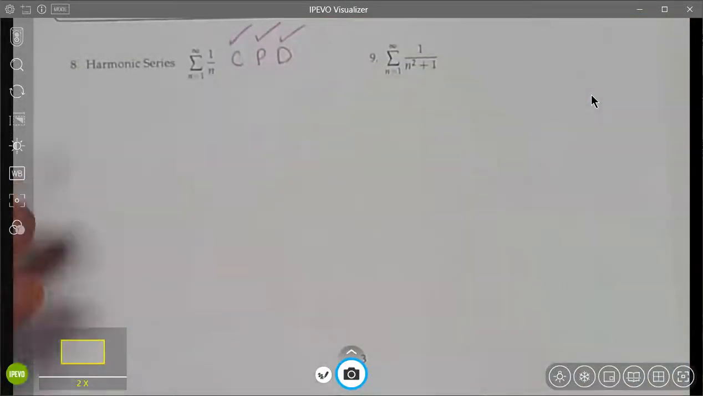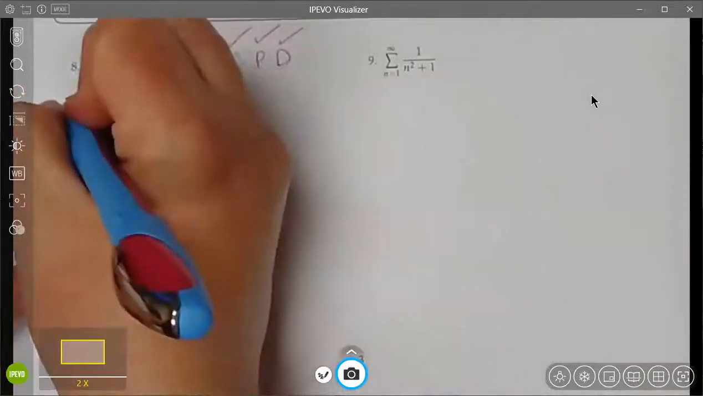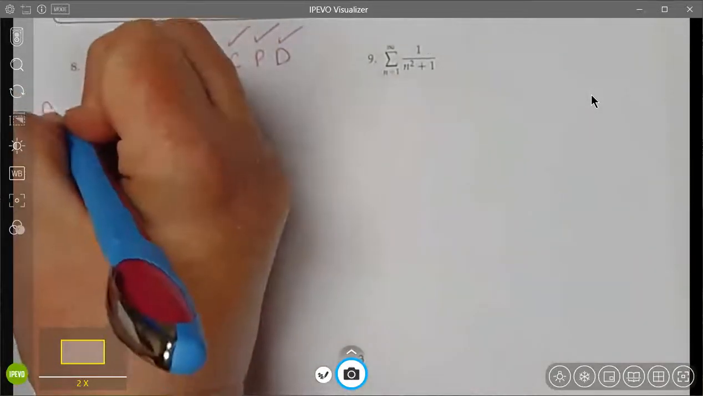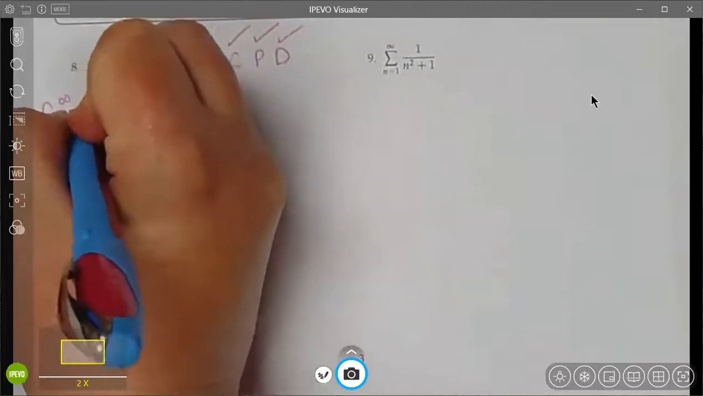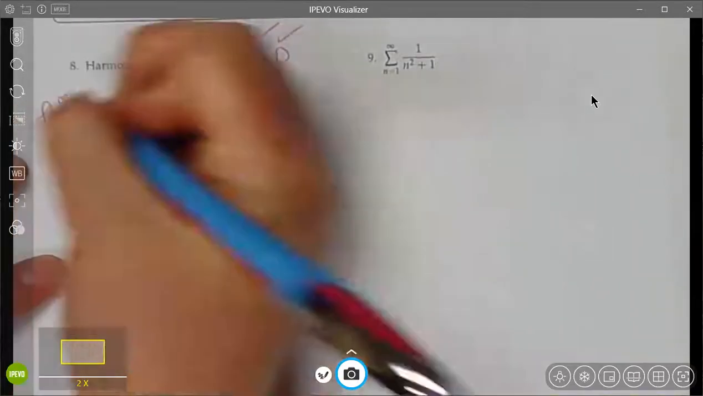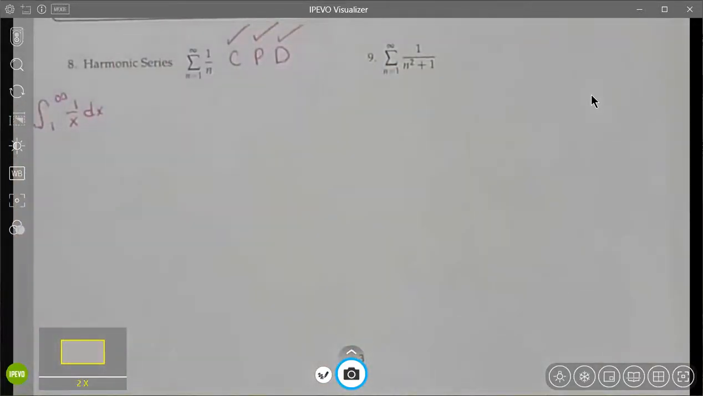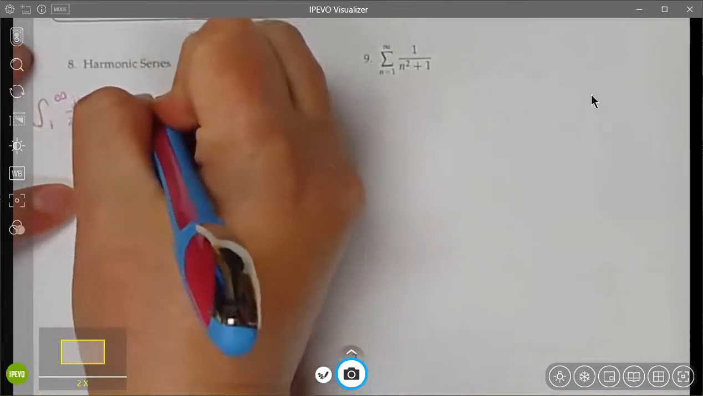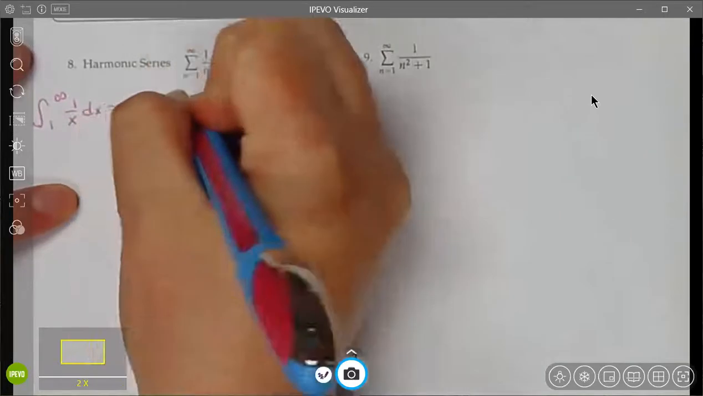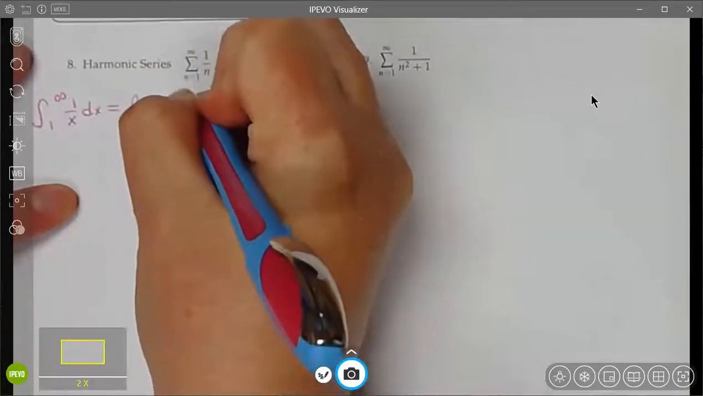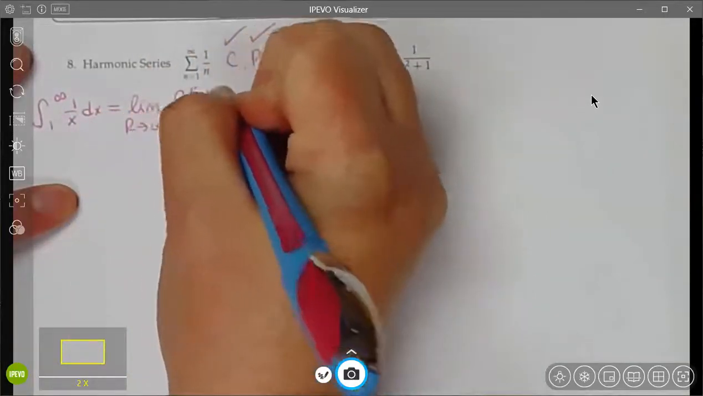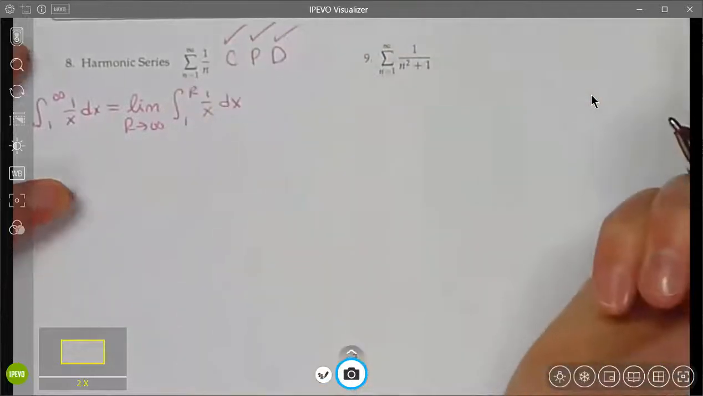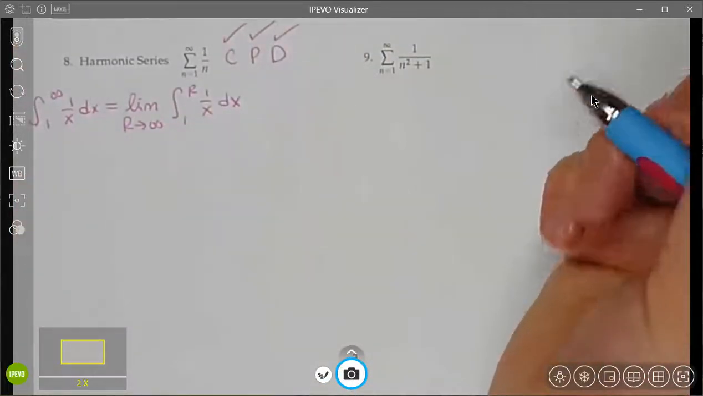That means my next step is to go ahead and write the improper integral from 1 to infinity of 1 over x dx. So make sure you're doing all of this in x. You cannot do this in n. Integrals only work for continuous functions, which is why we're using this x. So you need to rewrite this with the limit as r goes to infinity of the integral from 1 to r of 1 over x dx. This is what we did in section 7.6, so hopefully this is a little bit of a review.